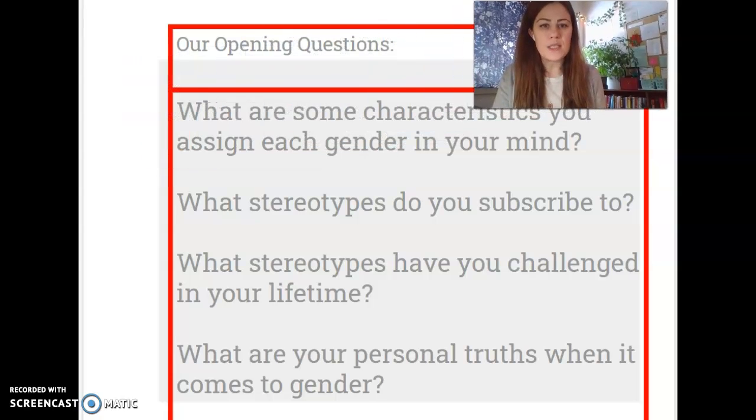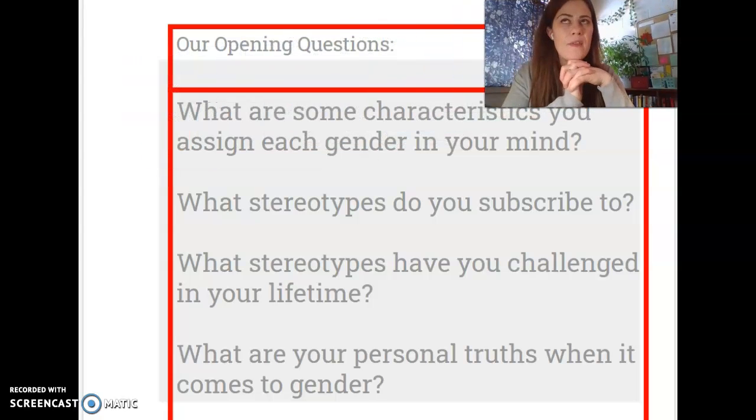Our opening questions are, and this just means think about them in your mind, you don't have to write them down: what are some characteristics you assign each gender? And by each, I mean there's a gender spectrum, there's obviously lots of information out there about gender and gender identity, and so many testimonies, especially from people talking about their own experiences and epiphanies about gender as they develop or as they are around others and learn more about other people's gender identities. Just, what are some characteristics that you assign each in your mind?